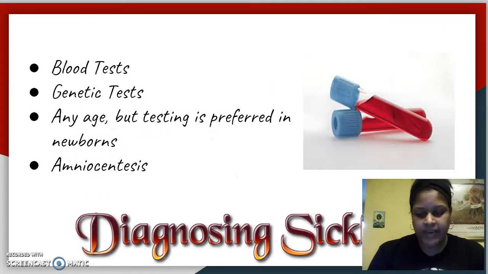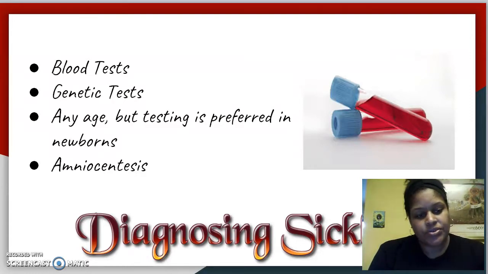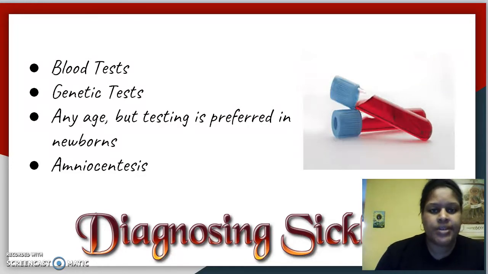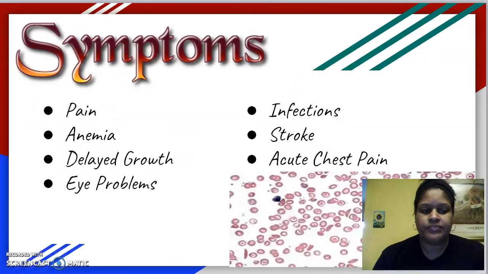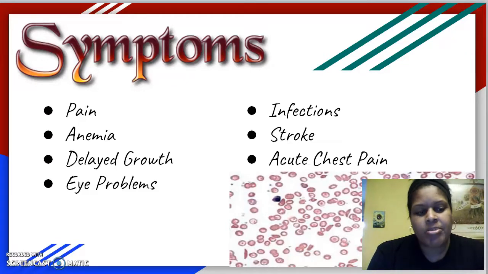Some of the ways that you can find out if you have sickle cell are through blood tests. They do genetic testing, and they can do an amniocentesis while you're still pregnant. I was tested when I was in middle school, but they prefer to do it in newborns. Some of the symptoms of sickle cell disease are pain, anemia, which we talked about, delayed growth, some eye problems, infections, and stroke.